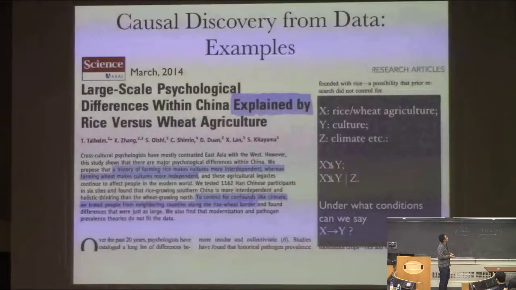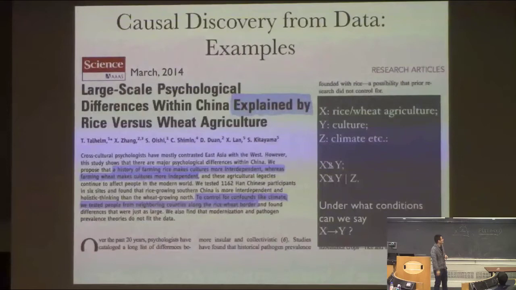Okay, we find the causal information from data. Here you can see a paper published a couple of years ago. The conclusion is that large-scale psychological differences within China, from north to south, are caused by rice versus wheat agriculture. You can see in this study, first of all, you cannot do intervention. Even if you could, you would have to wait a really long time to see the effect. Maybe after 1,000 or 2,000 years you can see the effect, but you cannot live that long, right? So you have to analyze the observational data.